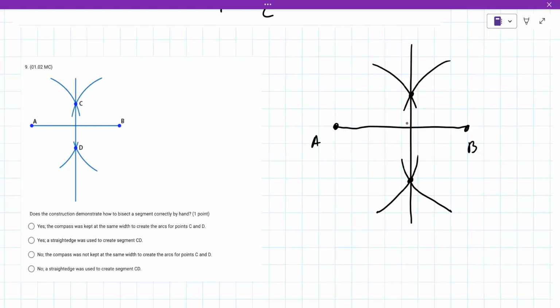So yes, it does. It reads kind of awkwardly because you do use a straight edge. What they're saying is you can't just measure the length and cut it in half. But it's implied that you do need a ruler to connect these two other points, C and D. You don't just freehand that, so it looks straight. But not for measuring the length and cutting it exactly in half and then redrawing it.